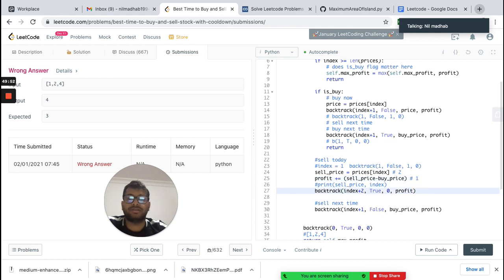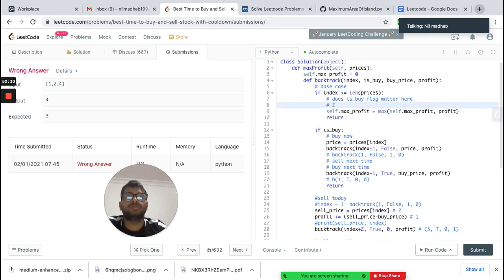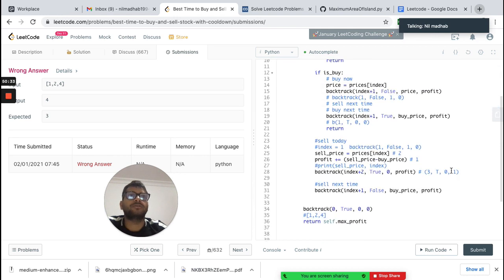So now we backtrack 2, true, and profit 1. Index is 1, right? Then we do index plus 2, so it will be 3. So when we have 3, then it will stop, right? Yes. And we update the max profit. Sorry, max profit will be 1, because we have 1.